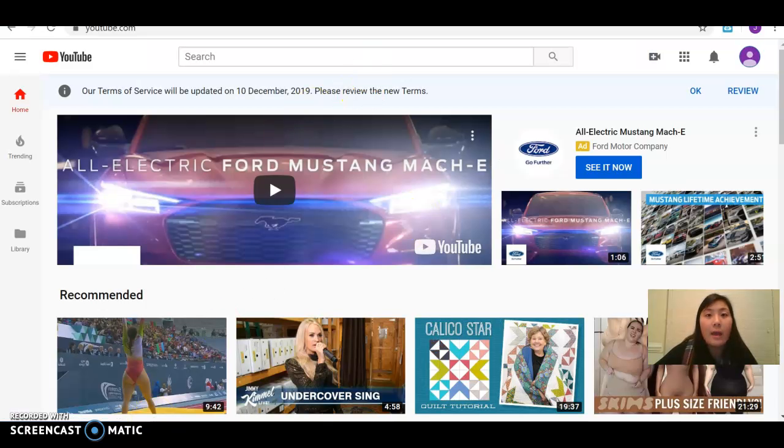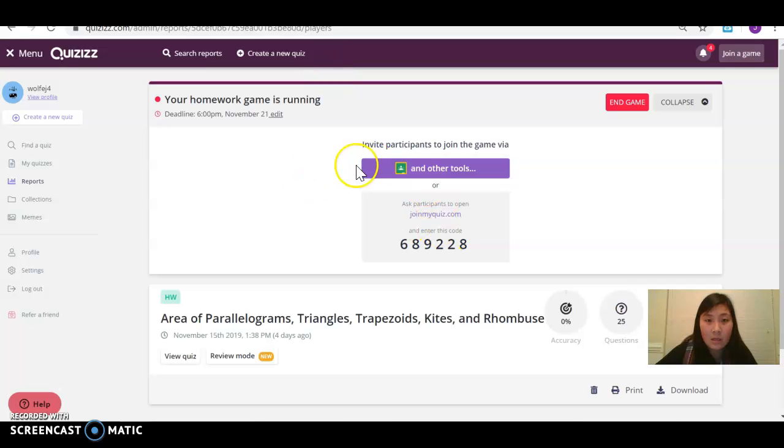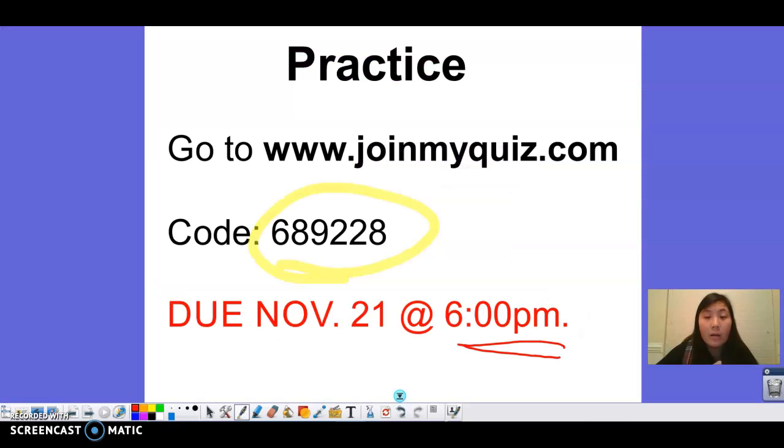Let me double check on that real quick, actually. Yep, so it is due on the 21st. So it's actually going to be due on Friday at 6 p.m. So that way I have RTI on Friday. I believe I have first RTI, so you can come and get help if you need it. And then that way you'll be good to go.